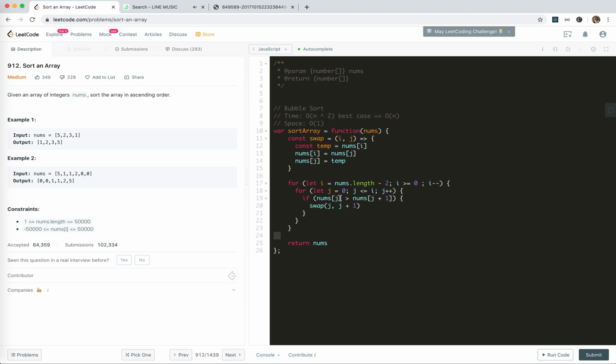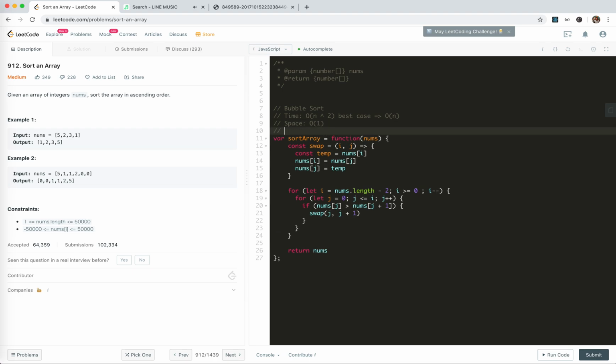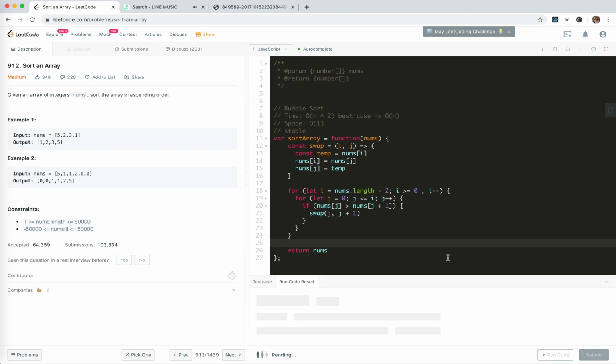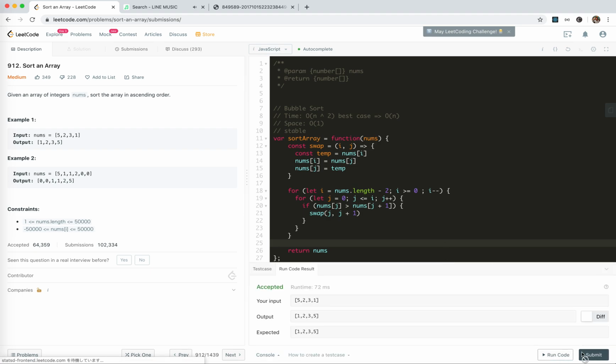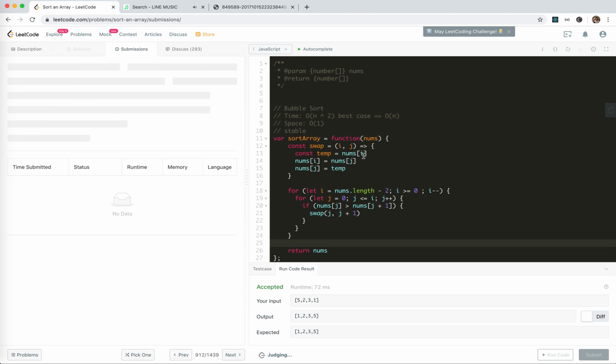You see that we only swap it when this one is strictly larger than the next one. So for 1, 1, we don't change the position. So this bubble sort is stable, which means these two ones will have the same positions. We don't touch them. Okay, let's run the code. Yeah, I think it worked, but it might not be that fast.